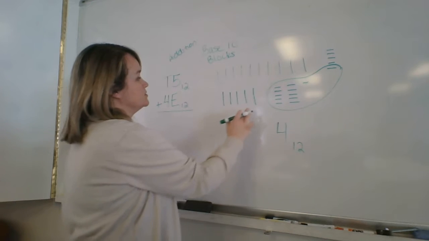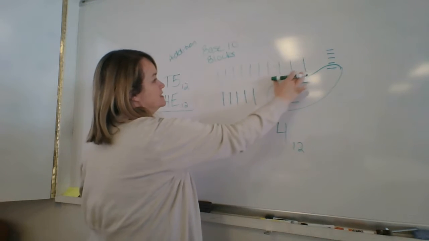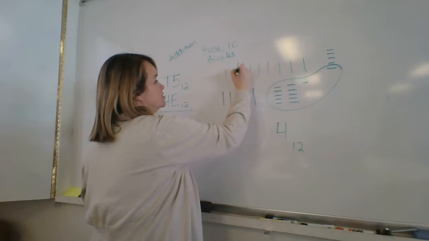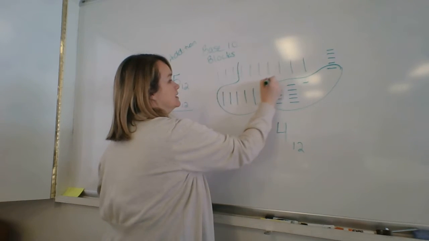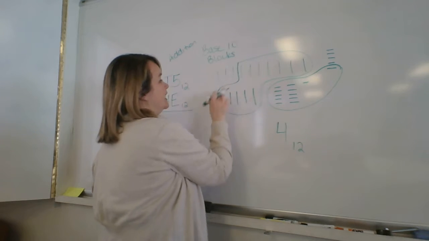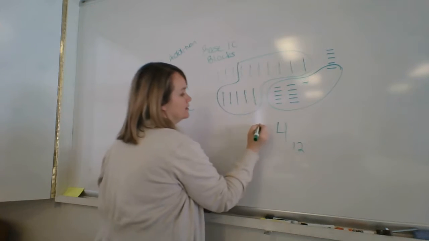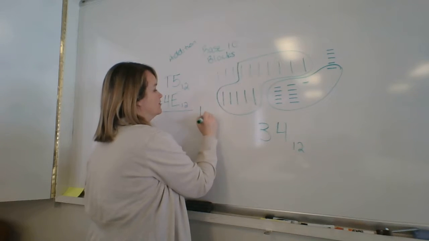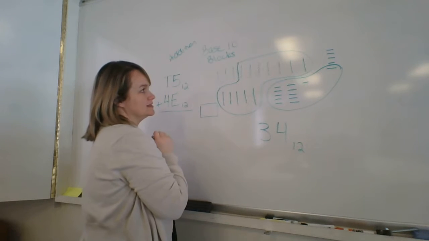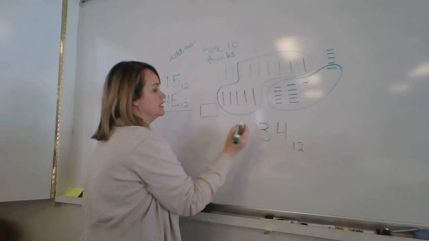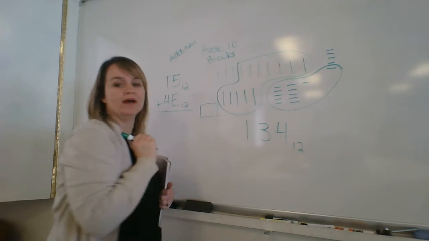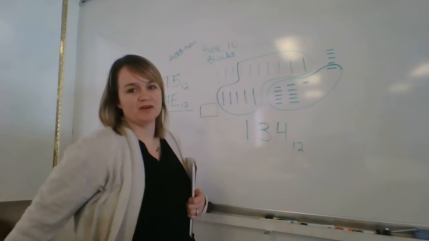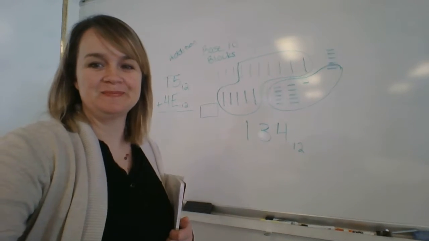Now let's count our rods. We have 1, 2, 3, 4, 5, 6, 7, 8, 9, 10, 11, 12. So we're going to make that into a flat. And we have 1, 2, 3 rods left. And we have one flat. Remember, a flat is like this. So we put that in the 100 spot. So we have one flat. So we have 134 base 12. That's how you do that problem.